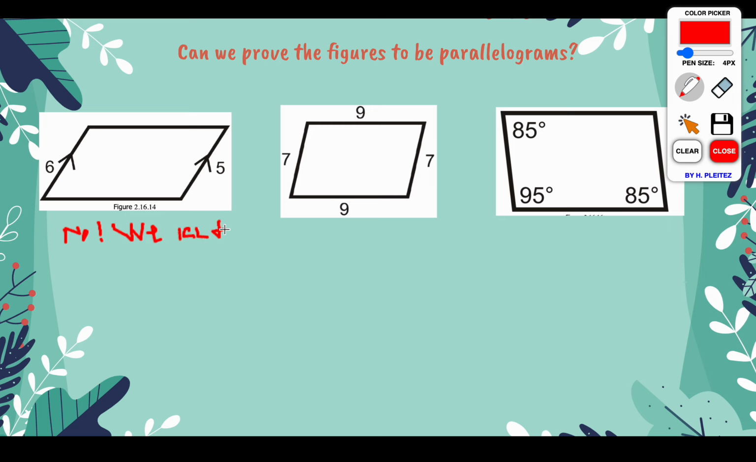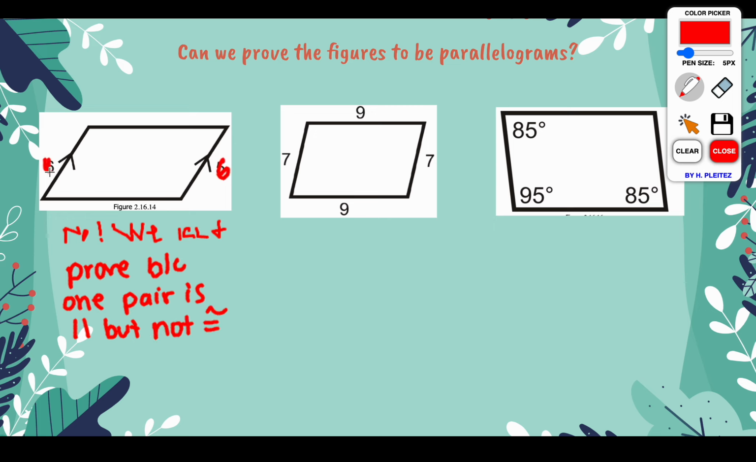Oh, my stylus is really giving me trouble here. So we can't prove it because one pair is parallel, but not congruent, right? We would need to have maybe 6 and 6 or 5 and 5, right?